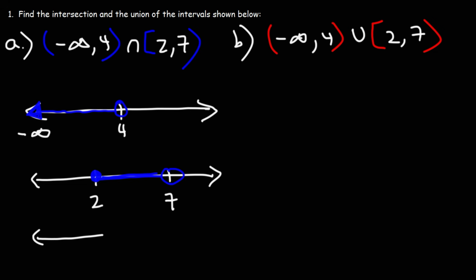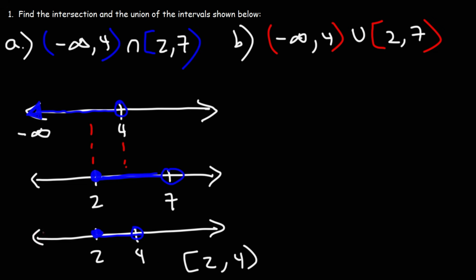Now let's find the intersection of the two. So it's between 2 and 4. 2 is included in both intervals. 4 is not included in both, so we need an open circle at 4. So the answer is going to start at 2 and it's going to end at 4. So that is the intersection of the two intervals.